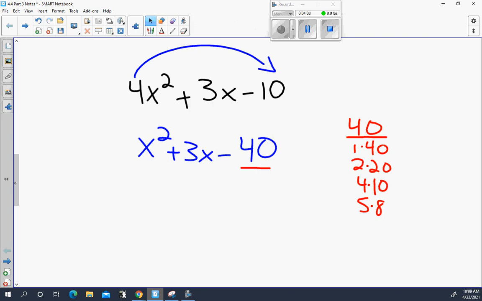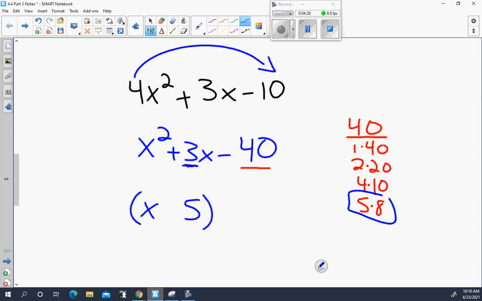Now, which of these adds or subtracts to 3? It's 5 and 8. So we'll get x and 5, x and 8. Now we have a negative sign here, so we need to figure out which one is positive and which one's negative. Well, we have a positive 3, so we need a positive 8 minus 5. That gets me a positive 3.